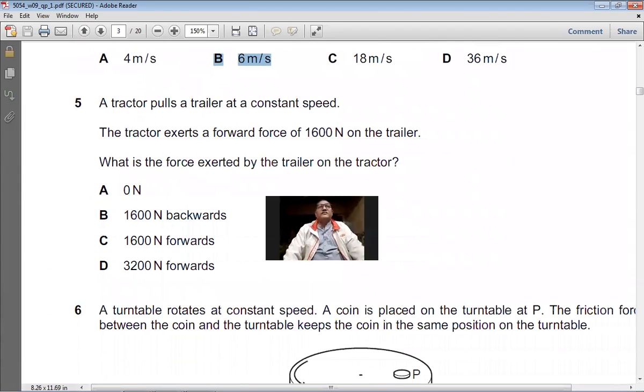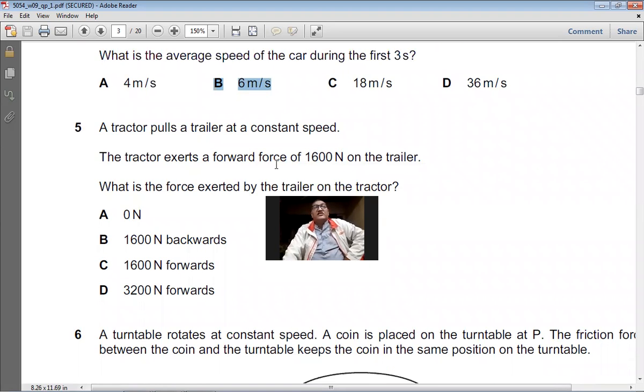The next question. A tractor pulls a trailer at a constant speed. Important thing is that the speed is constant. The tractor exerts a forward force of 1600 Newton on the trailer. What is the force exerted by the trailer on the tractor?